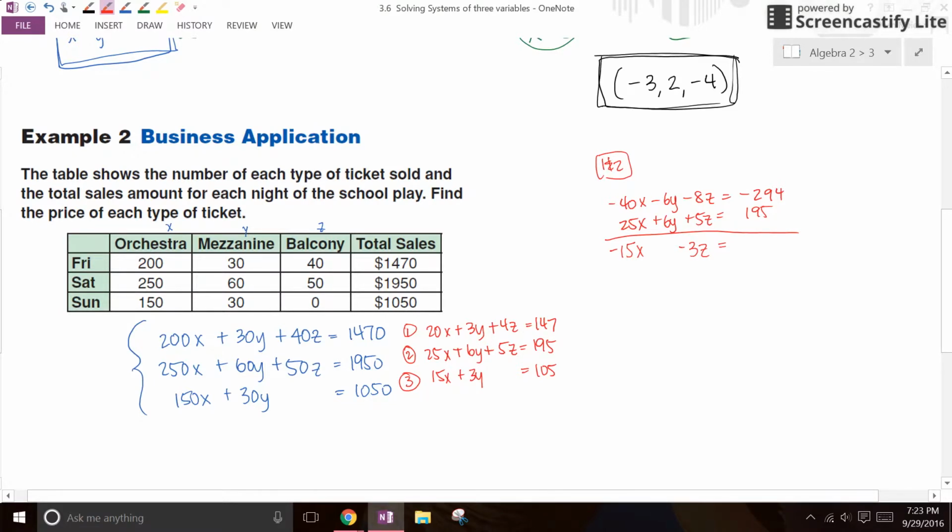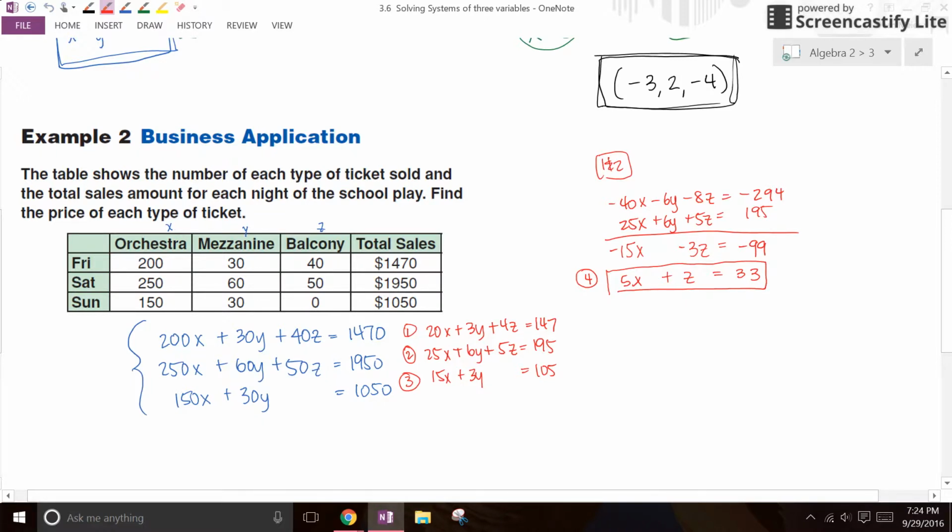So 294 minus 195 is going to be 99, but the negative was bigger, so negative 99. Now, I don't know again if you noticed, but those are all divisible by 3. So here's our new equation 4, but this is going to be, let's divide by negative 3: 5x plus z equals 33. I just divided everybody by negative 3 to make a smaller equation. That's my new equation 4.